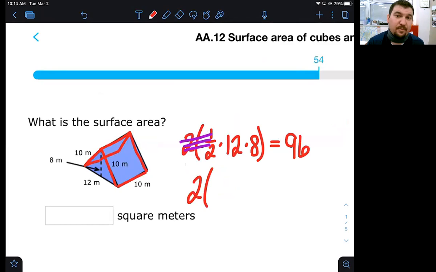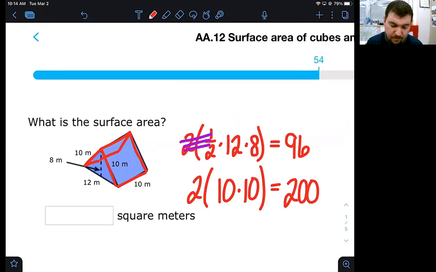That doesn't always happen with triangular prisms. A lot of times you get a scalene triangle and they're all 3 different side lengths. But I've got a 10 by 10 side and I have 2 of them. So obviously 10 times 10 is 100. So 100 on the right side, 100 on the left side gives me 200 total.